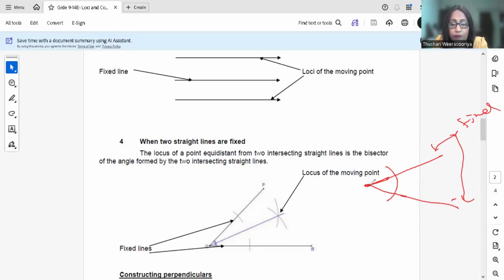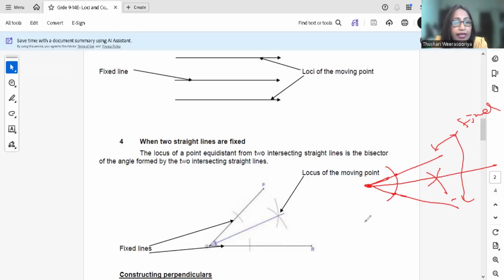Right? Okay. Then compass point here, draw an arc in distance and keep the compass point here again. Draw an arc like this. Always take more than half of this line. And without changing, keep the compass point here, cut this arc, and join this point to this point. There you get the angle bisector. Right? That is the locus of moving point. The locus of moving point equidistant from two intersecting straight lines is the bisector of the angle formed by two intersecting straight lines. Right. I assume you can understand this lesson very well.